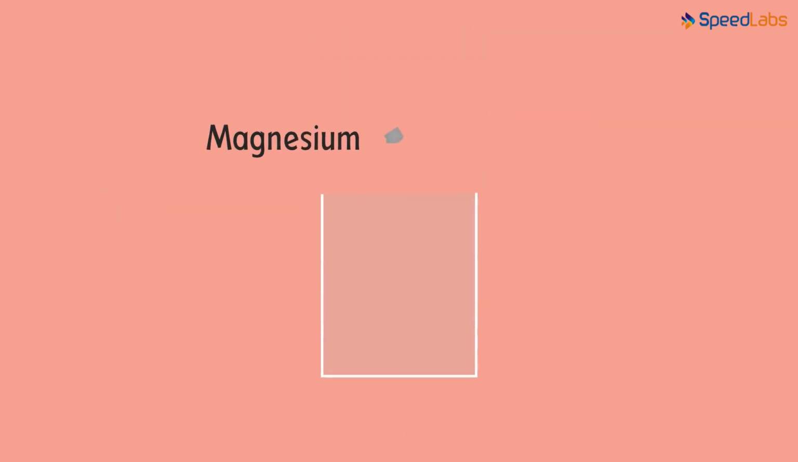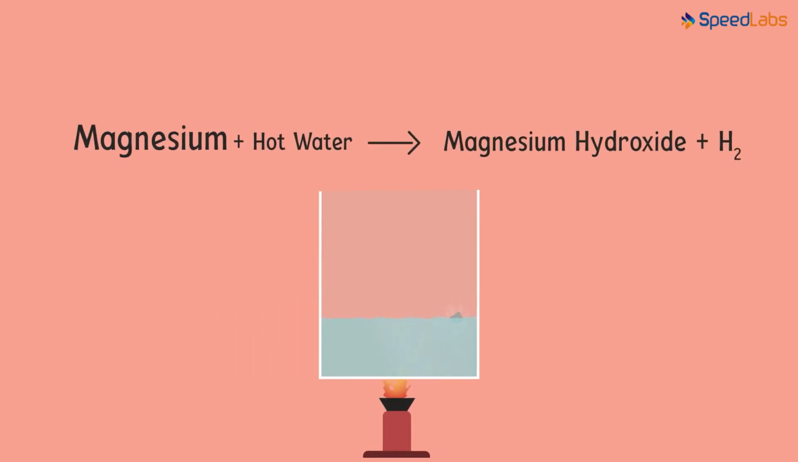And magnesium? Does it react with cold water? No, it doesn't. But magnesium reacts with hot water to form magnesium hydroxide and hydrogen gas. And just like calcium, it starts floating due to the bubbles of hydrogen gas sticking to its surface.